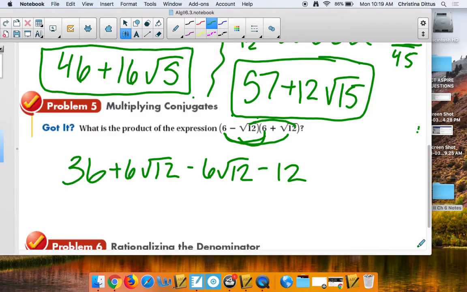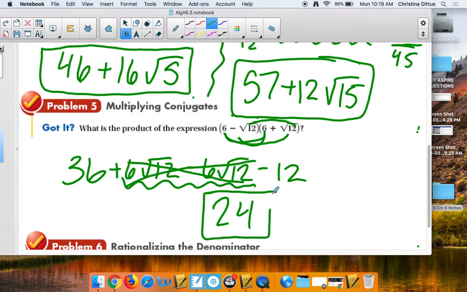Okay, Jonah, you said what happens in the middle? It cancels out. 6 square root of 12 minus 6 square root of 12 is nothing. All I have left is 36 minus 12, which is 24. That is the cool thing about conjugates, is that you get down to a whole number.